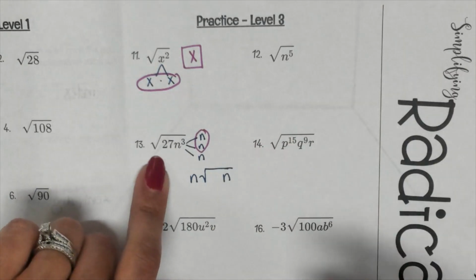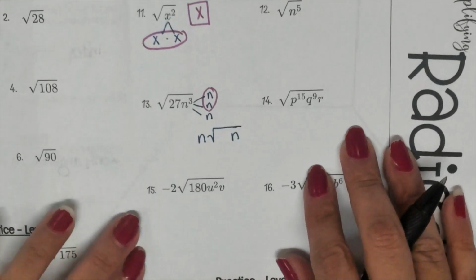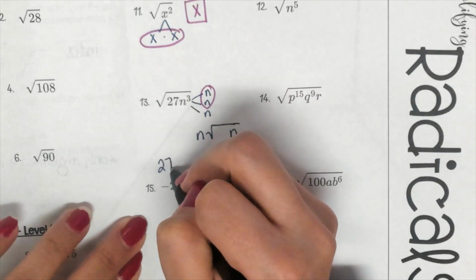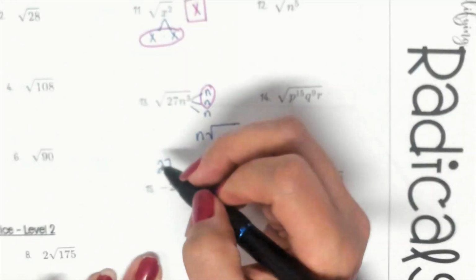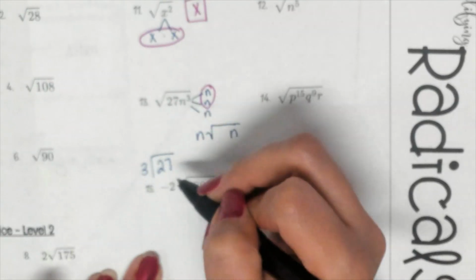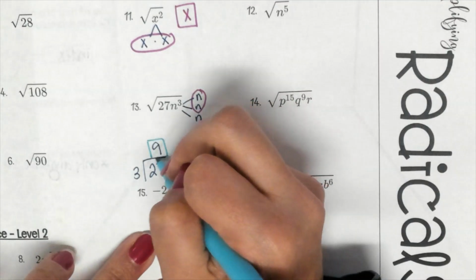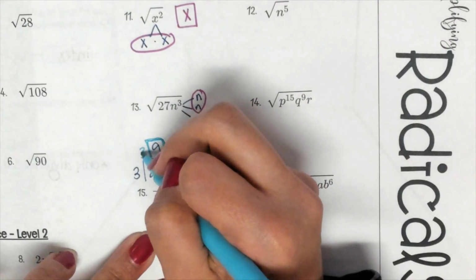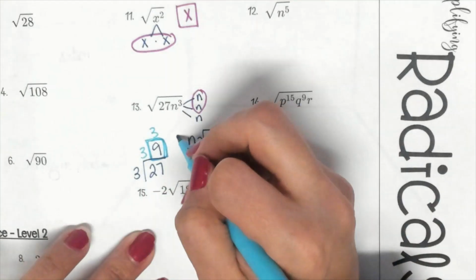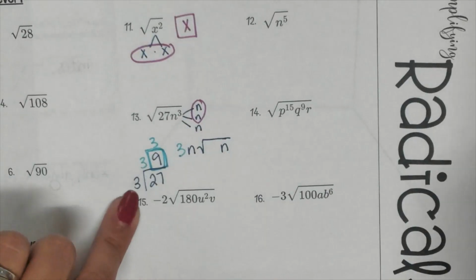We got to figure out 27 to figure out if there's any number that goes there. So 27. 3, 9. 9 is special. 9 is a perfect square. 3 times 3 gives you 9. So 3 comes out, but this 3 stays in.